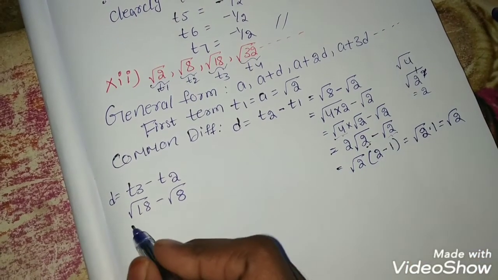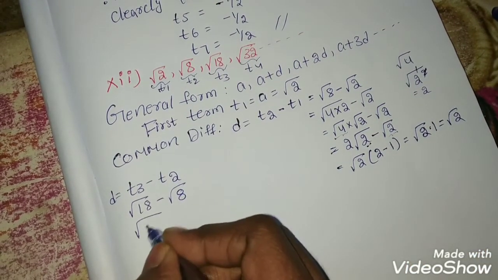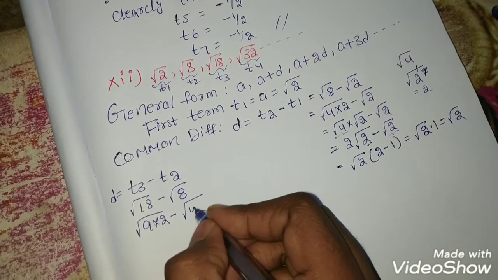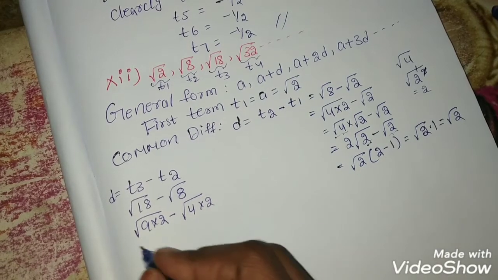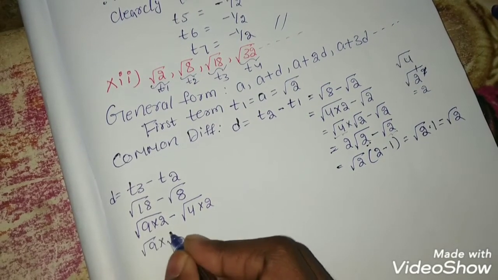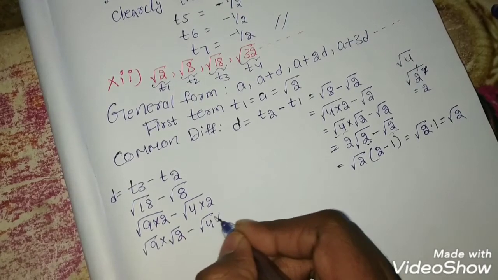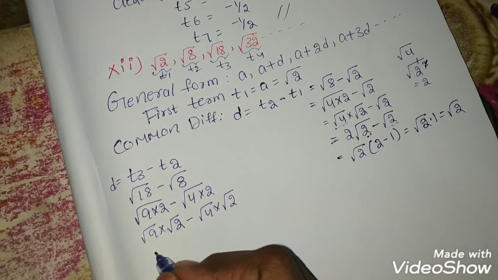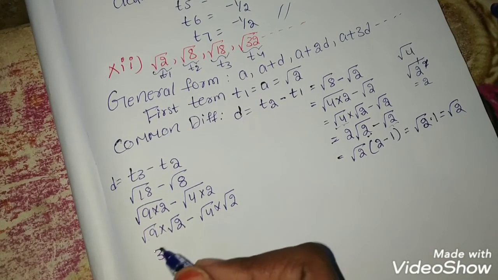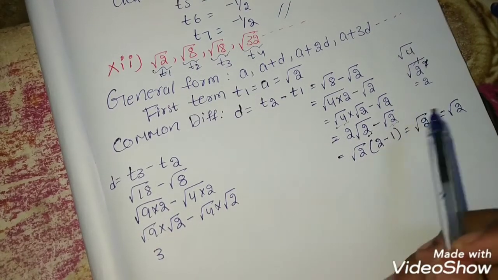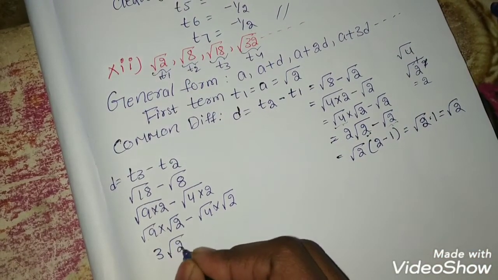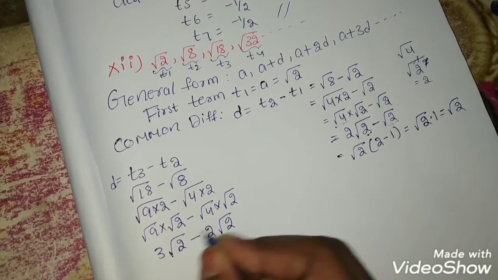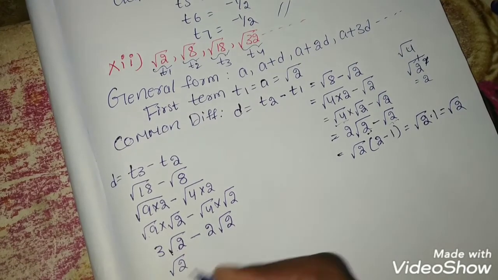Otherwise not. So root 18 can be written as root 9 into 2, minus root 8 can be written as root 4 into 2. So root 9 into root 2 minus root 4 into root 2. I am writing it separately. Root 9 can be written as 3 because 9 is 3 squared, then the square root gets cancelled, into root 2 as it is, minus root 4 can be written as 2 into root 2. See here, root 2 is common.